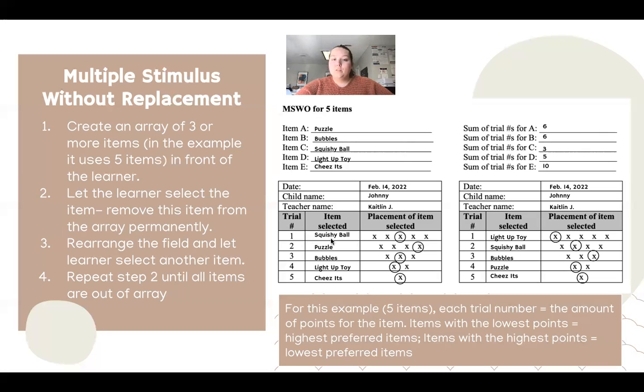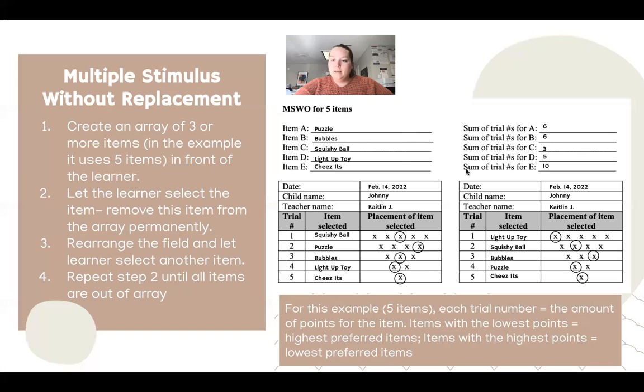So for example, the squishy ball, trial 1, that means that that's the amount of points that a squishy ball would get. So a squishy ball gets 1 point. Item 2, a puzzle, would get 2 points. Down to the Cheez-Its, that was the last preferred, it's going to get 5 points. So the sum of trials for this example is over here on the top right of the data sheet.